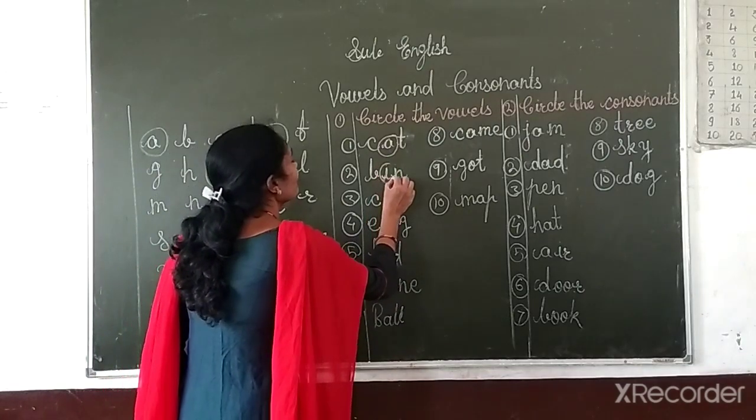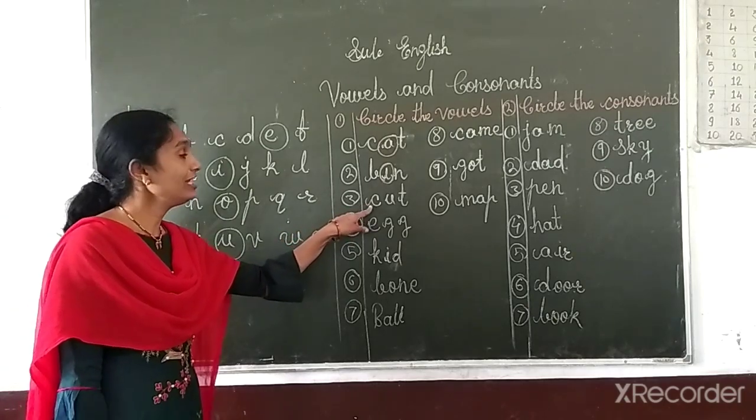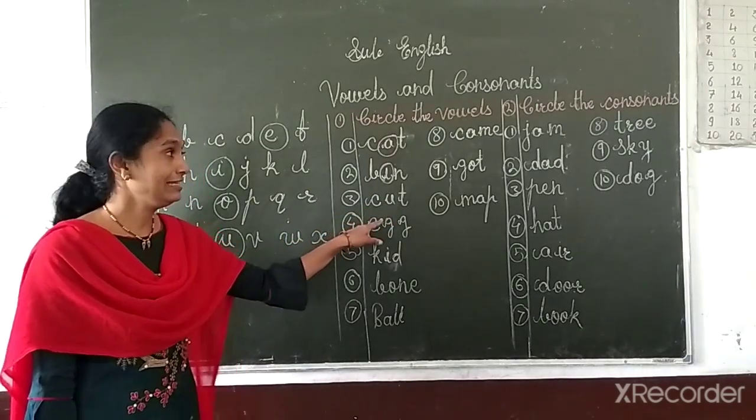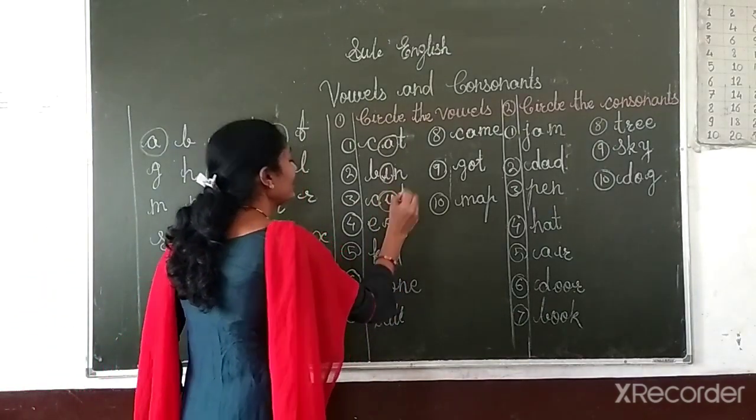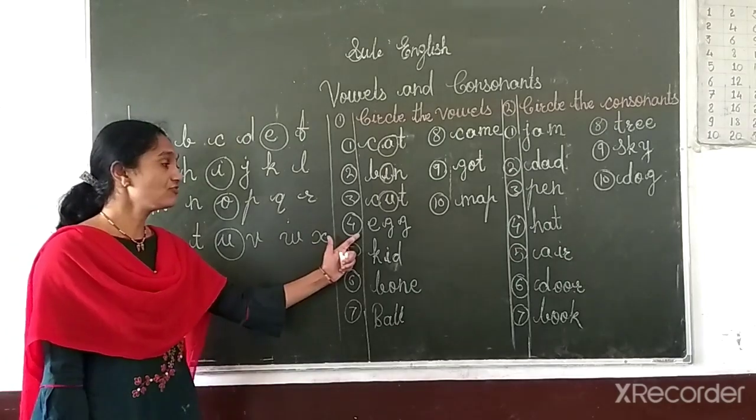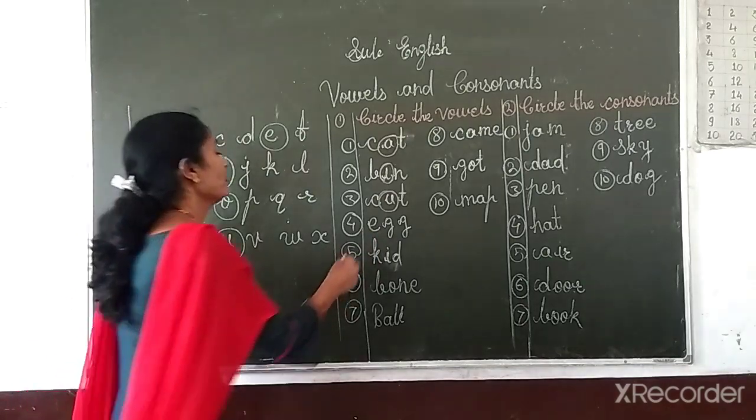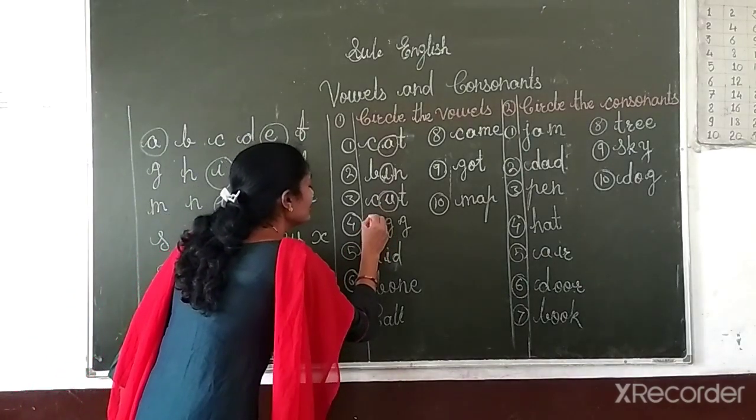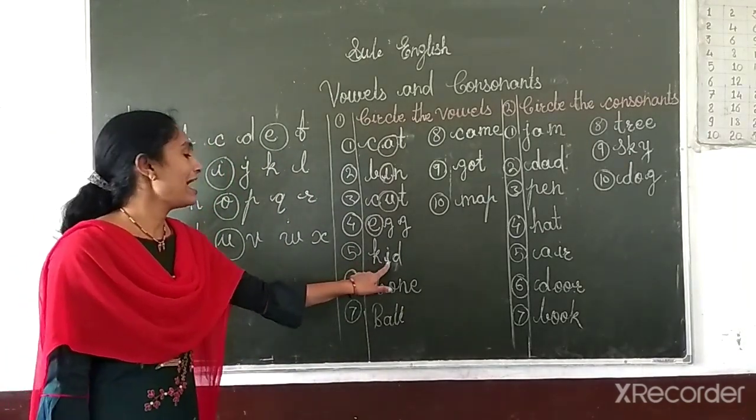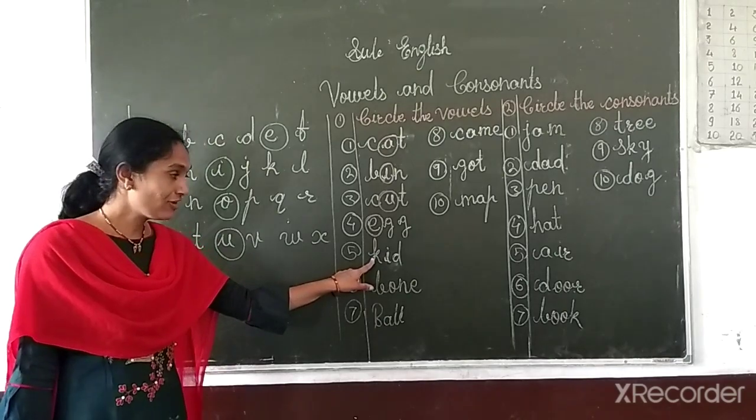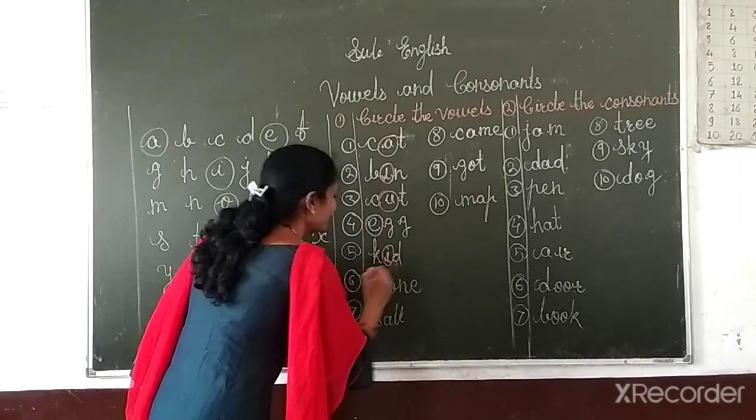Here is I, which is the vowel. Then the third word, C-U-T, cut. In this, which is the vowel? The vowel is U. Next word, E-G-G. In this word, the vowel is E. Where is the E? Okay. Then the next word, K-I-D, kid. In this word, which is the vowel? Yes, it is I.